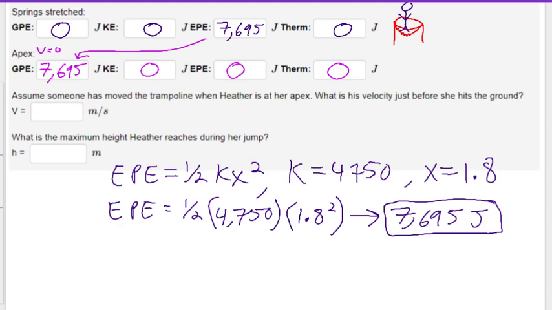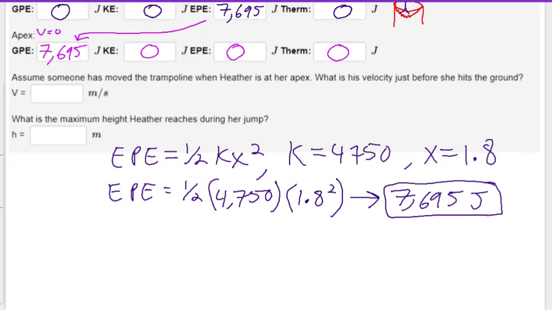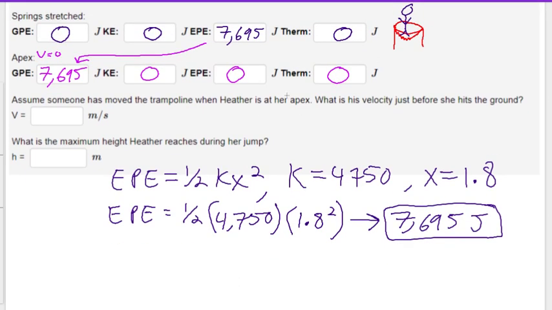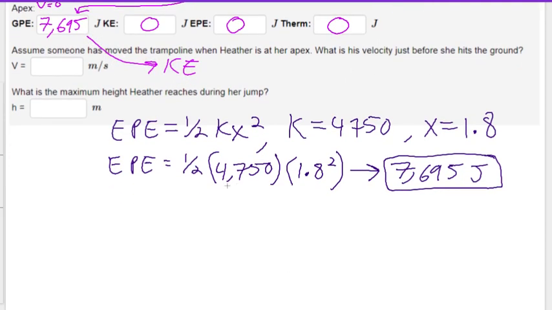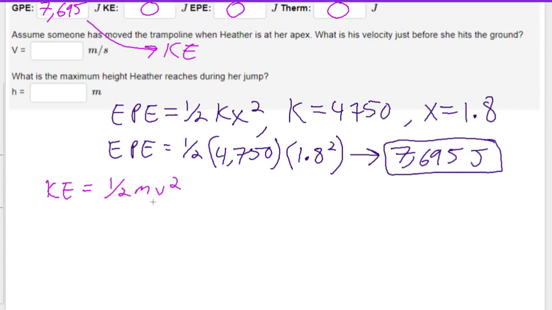Now, it says to assume somebody has moved the trampoline when Heather is at her apex. What is the velocity before she hits the ground? So basically what it's saying is that we're going to come back to the starting point, but there's no trampoline there. So all of this GPE is going to be transferred into kinetic energy. Let's solve for this. We know that kinetic energy is equal to 1/2 mv squared. If we want to solve for velocity, let's get velocity by itself first. To do that, we're going to multiply by 2 and divide by m. So we get 2 times the kinetic energy divided by m is equal to v squared.